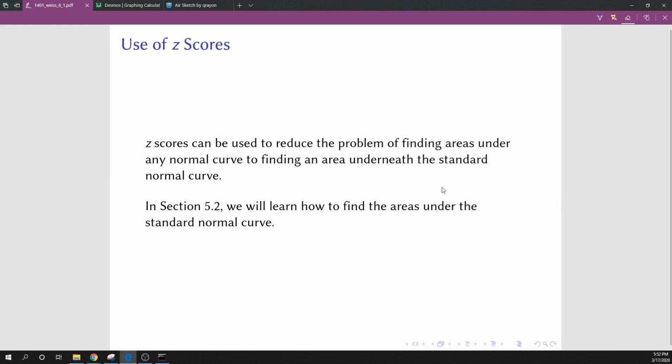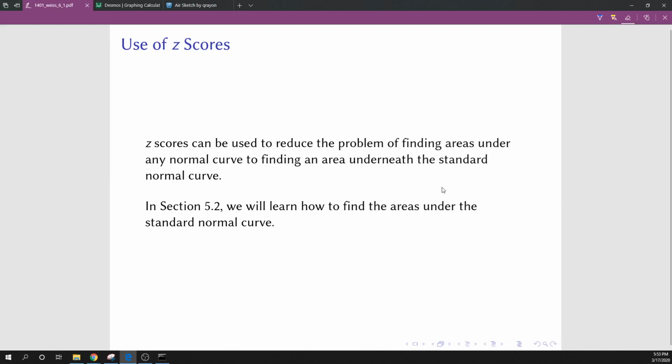So basically what the z-score does is it reduces the problem of finding the area underneath any normal curve, and there are bunches of different normal curves as we've illustrated before. It boils it down so that you only have to find the area underneath the standard normal curve. That's the one with mean 0 and standard deviation 1. So all you have to do is that, and you'll get the correct answer.